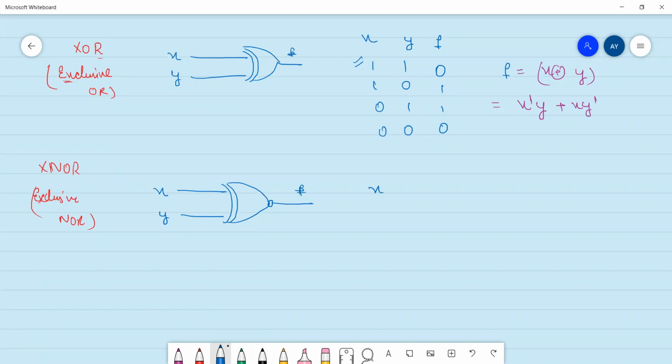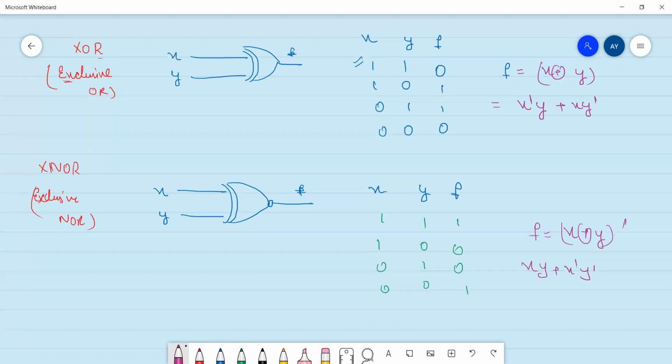So X, Y, F. What is XOR, same thing? 1, 1, 1, 0, 0, 1, 0, 0. So here you'll have 1, 0, 0, 1. So what is the formula for this? It is F is equal to (X xor Y) whole dash. So how will you write this? XY plus X dash Y dash. Okay, you have to just put negation for this.